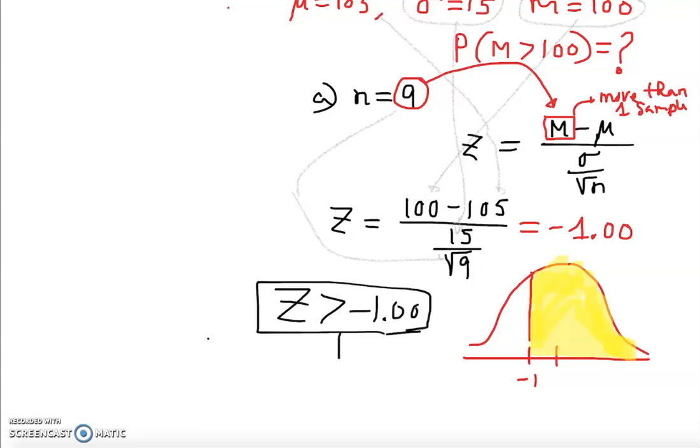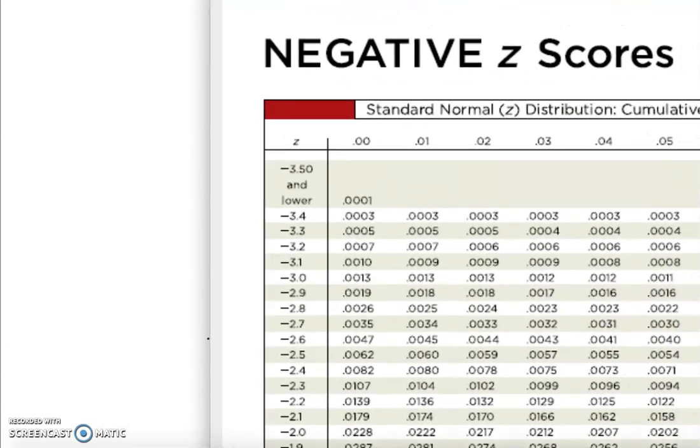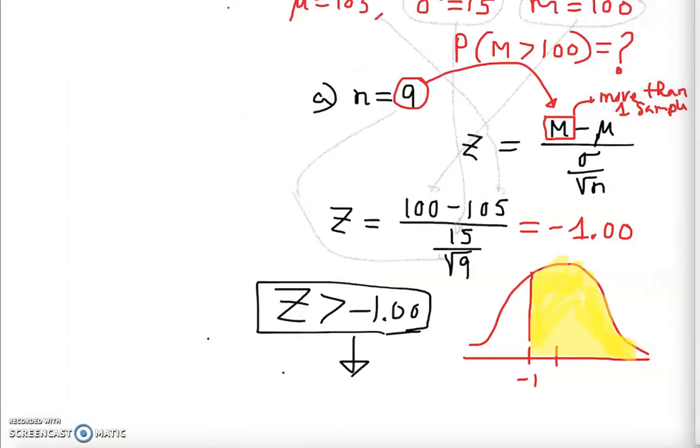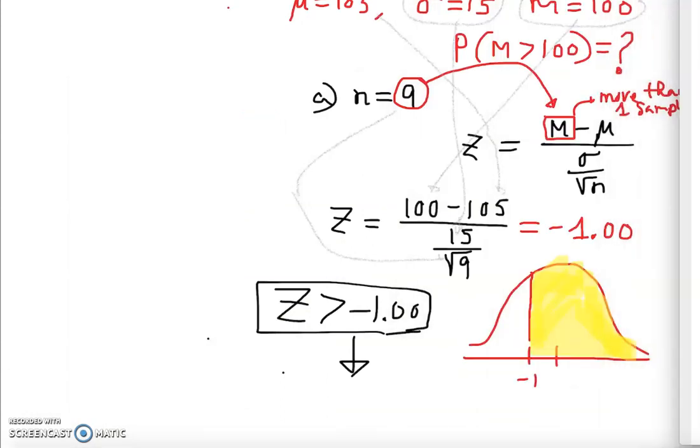Okay, so we go to the z table, a table like this one. And obviously it's negative. Well, remember, the z table doesn't give you the area to the right.